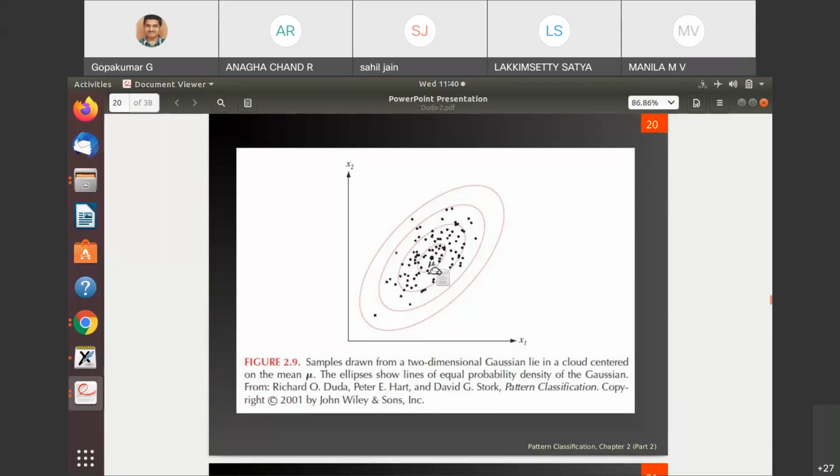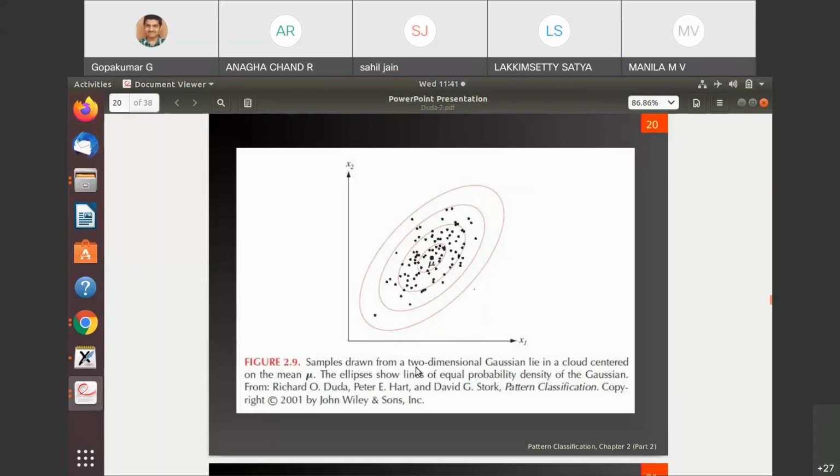Here you can see that there is a mu labeled. That means these points will fall on a cloud, or a cluster, which is centered around the mean vector. And the ellipses show equal probability density.